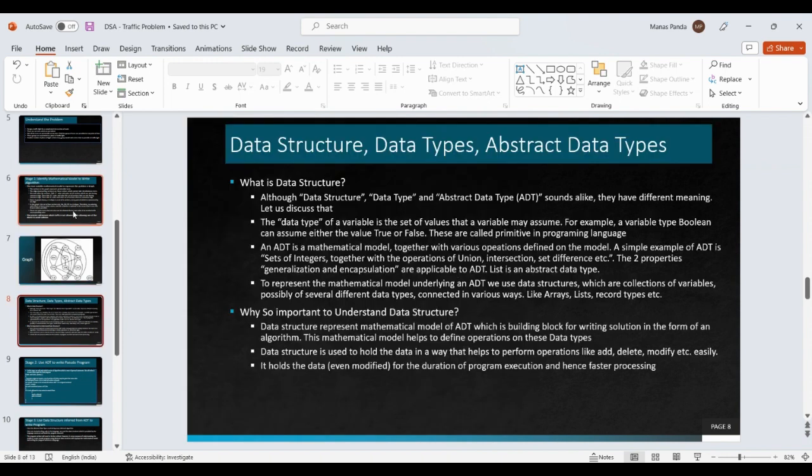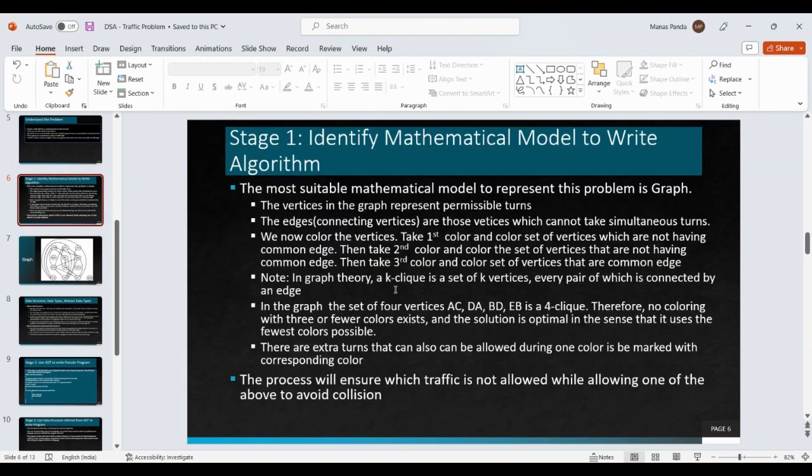So that is what we say. This is called a k-clique. So in graph theory we call it a k-clique: a maximum of k vertices, every pair of which are connected by an edge. So if we have k vertices which are connected to each other maximally, then we can call that a k-clique, which is a very graph-related mathematical model.